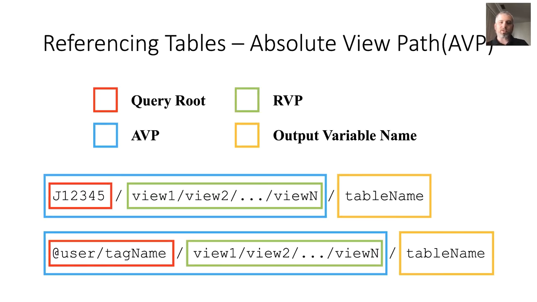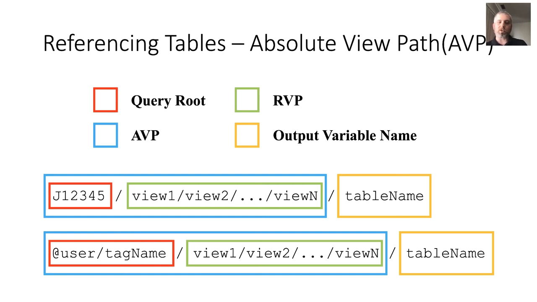So what we have is the ability to define views, which are essentially queries, as well as a way to reference views. Now when we talk about referencing views, we always need a query root, and that can be one of 2 things. It can be the capital letter J and then the job ID number, such as 12345, or it can be @ and then the BOA username / and then a tag name provided by that user. So what that does is it allows people to share their code and give it a meaningful name so that people can reference it a lot easier than referencing it by some random job ID.